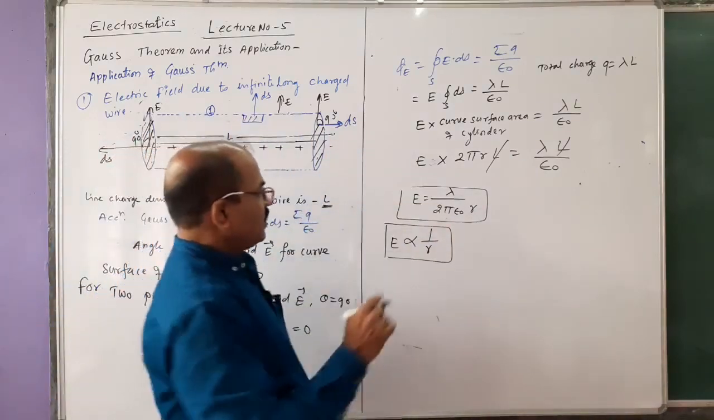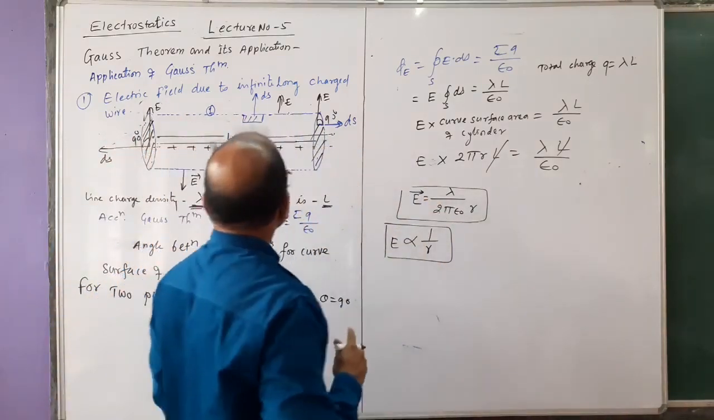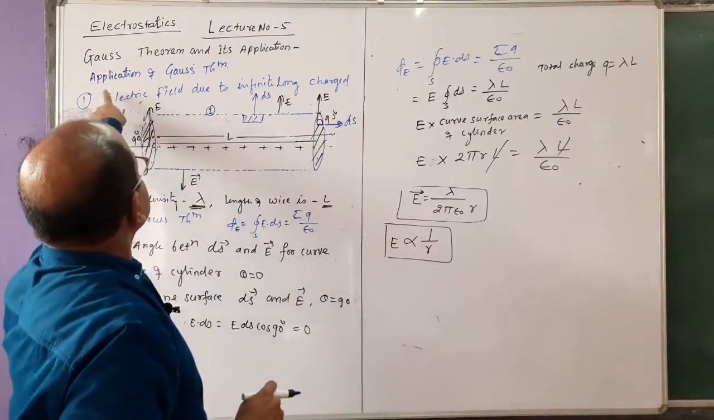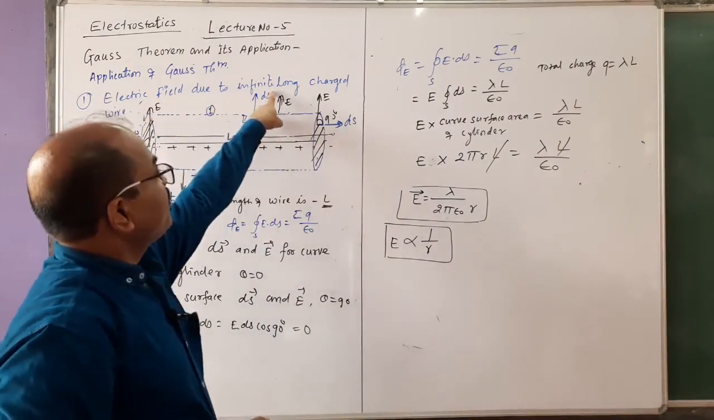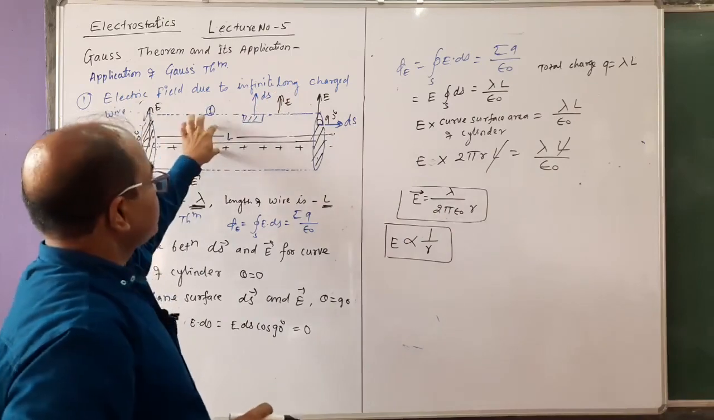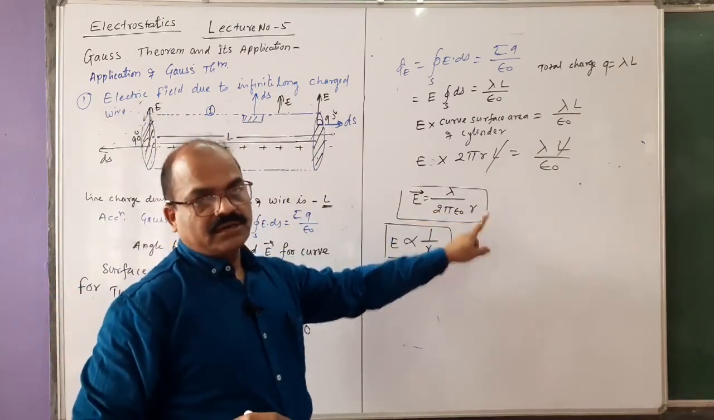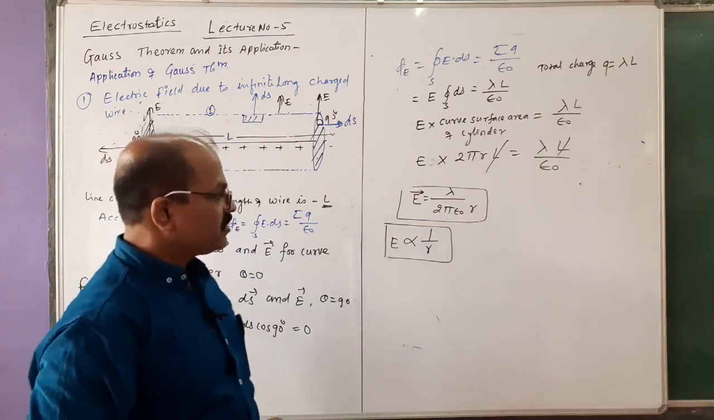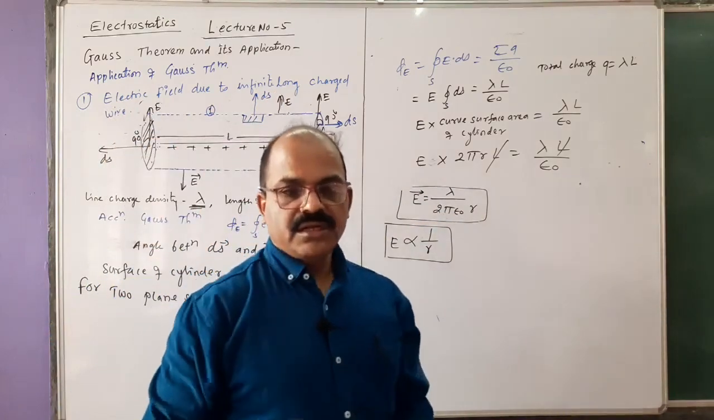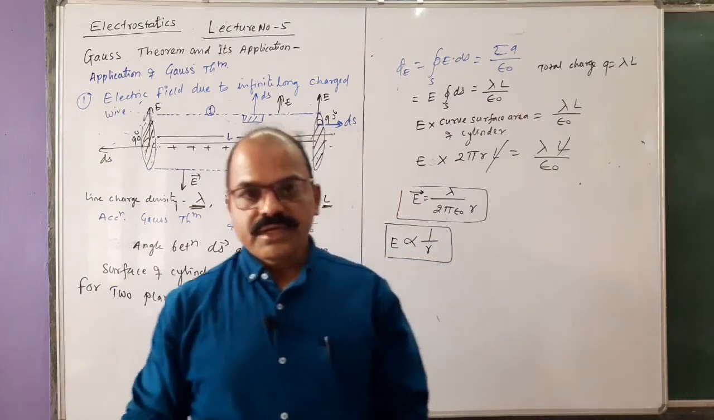And this electric field E due to the infinite long charged wire, E equal to lambda divided by 2 pi epsilon naught R. This is the derivation. Okay, thank you.